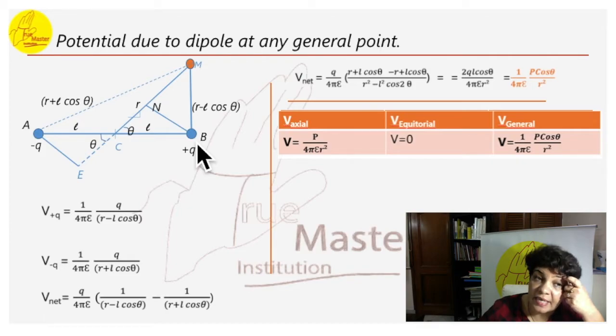To write the distance AM in terms of R, L and theta, we will extend this MC all the way to E, and draw a perpendicular from this point E to A. This is 90 degrees. Now we note that AME becomes an isosceles triangle wherein AM is equal to ME. So if we know the value of ME, then we will know the value for AM as well.